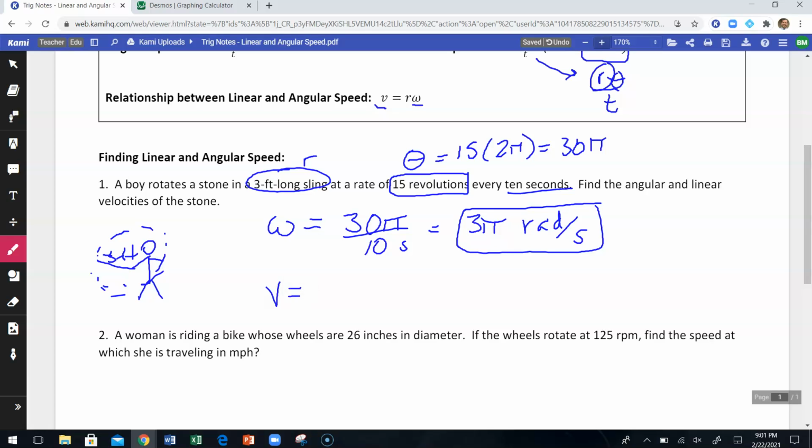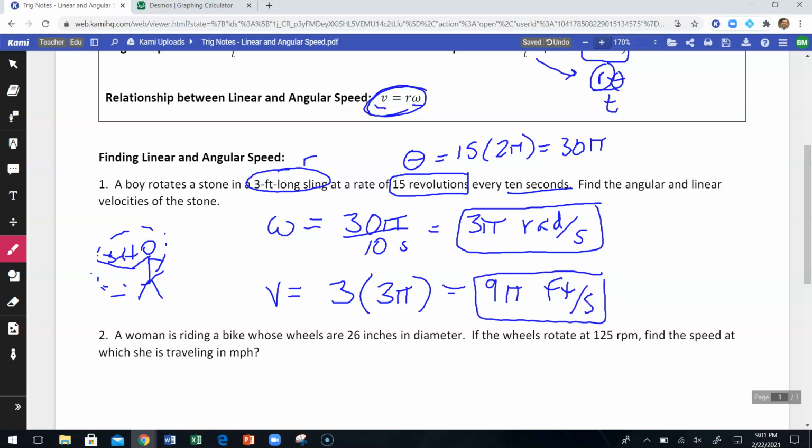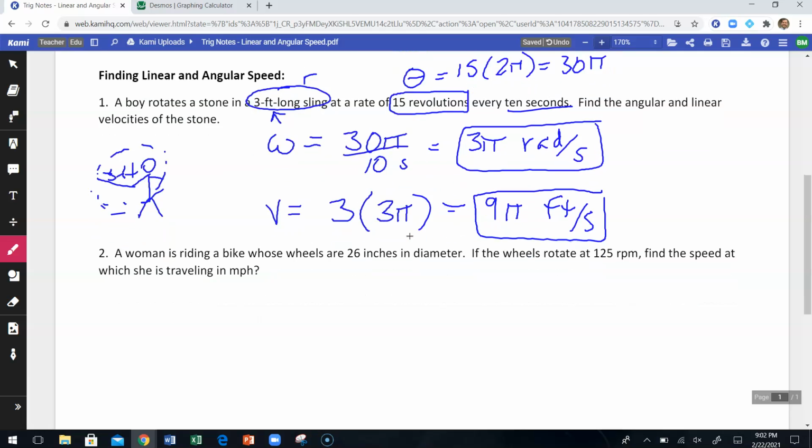Then the linear velocity, the easy way to get linear velocity, if you already have the angular velocity, is to simply take your angular velocity and multiply by the radius. So the radius of the circle created by the sling is 3 feet. The angular velocity is 3 pi. And so if we multiply those things together, we get 9 pi feet per second. And why is it feet? Because the radius was feet. Okay? So that's how you find angular velocity and linear velocity.